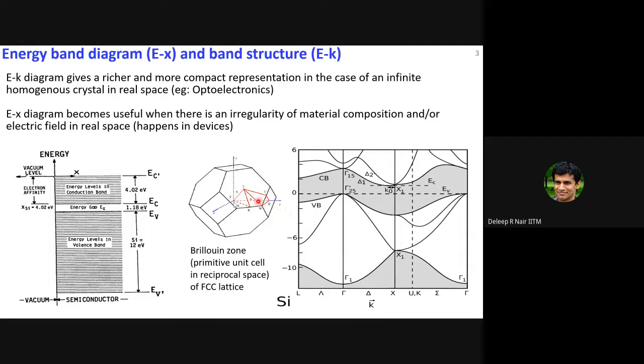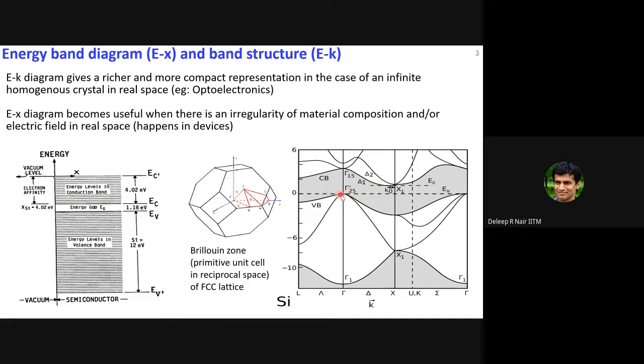You can see in the E-x diagram, the bottom of the conduction band was flat, right? However, if you look at the E-k diagram, the bottom of the conduction band goes like this. Similarly, the top of the valence band is flat in an E-x diagram, but in the E-k diagram it goes like this. So this is the E-k diagram for silicon. The conduction band has a minimum, which is not evident from the E-x diagram. The conduction band minimum occurs here, and similarly the valence band maximum occurs here. This is additional information you can get only from the band structure rather than the band diagram.